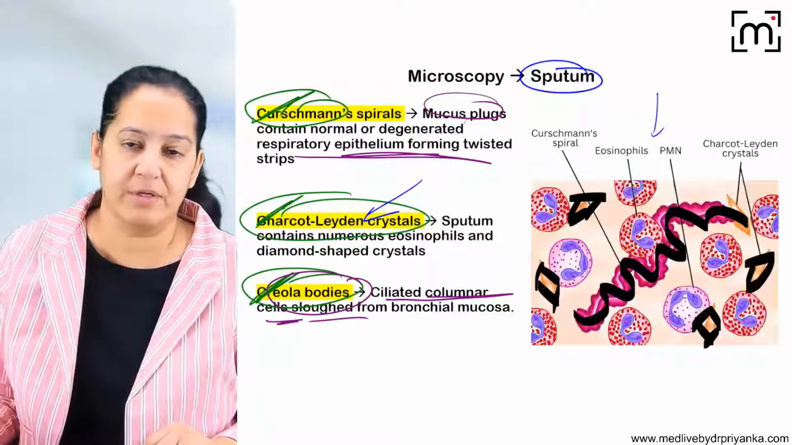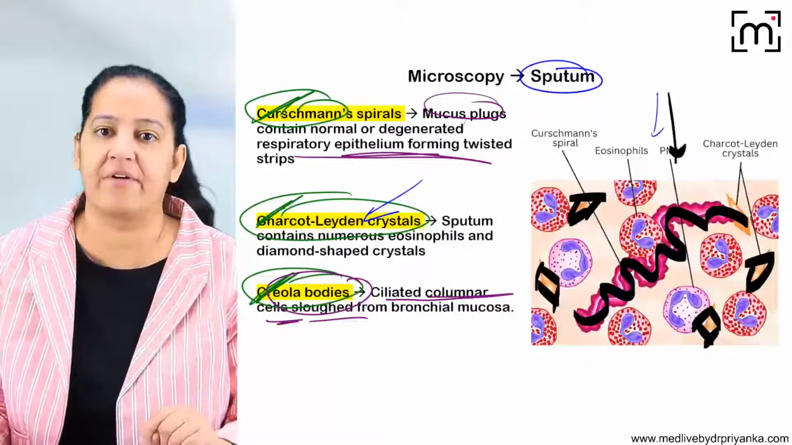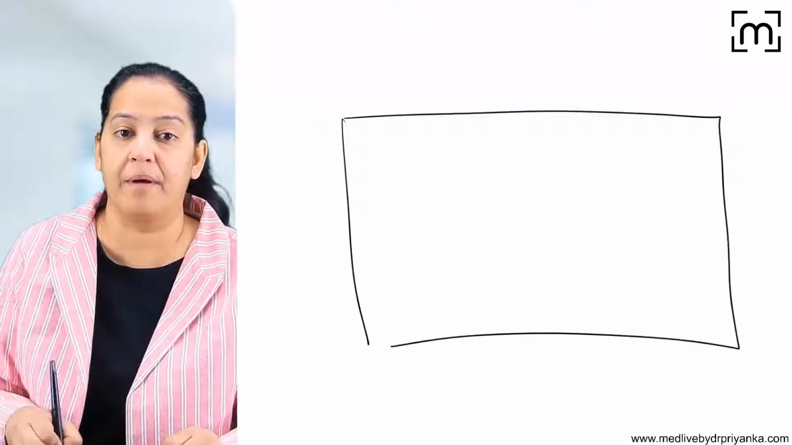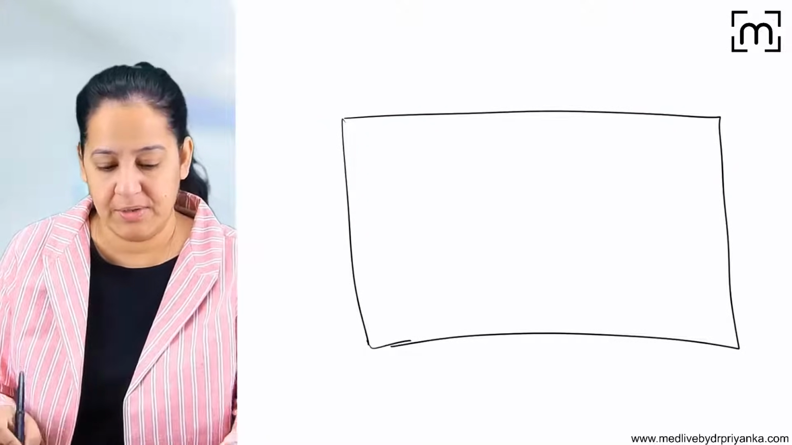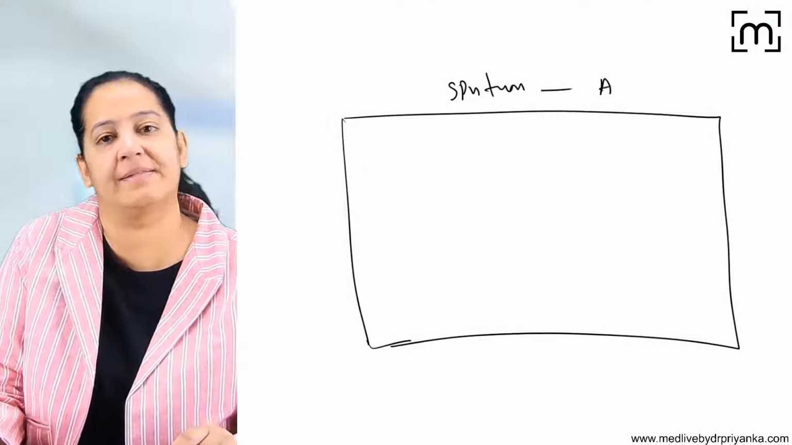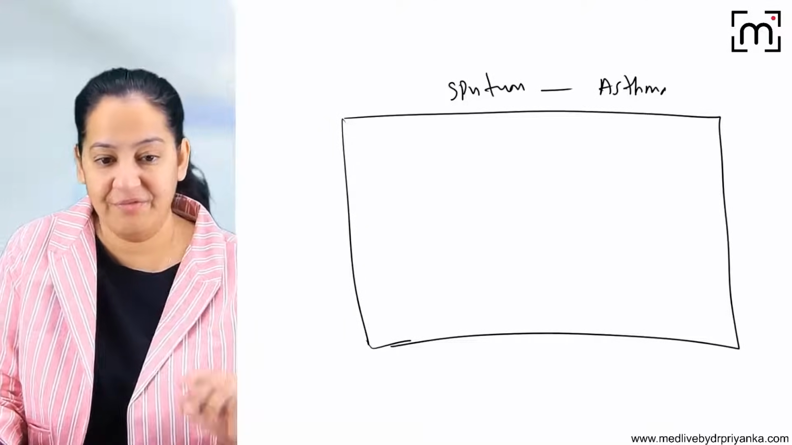And you can see the eosinophils. Creola bodies are not shown in this diagram. So you can see the triple C. What is the meaning of the triple C? What we get in a slide of the sputum of an asthma patient. So let's write here the sputum microscopy in asthma. In an asthma patient we get triple C.